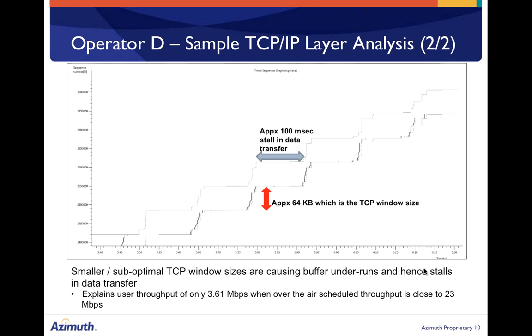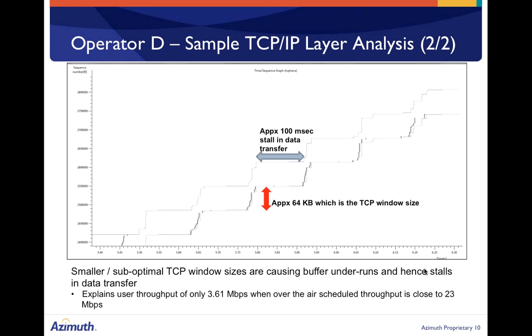And when you look at the details over here, we saw that the length of data bytes coming in together was about 64 kilobytes. Then there were about 100 millisecond stalls in data transfer, followed by another 64 kilobytes of data coming into the UE. When you go back and look at the TCP trace, it became obvious that the TCP window size being used by the Samsung flagship device was set to 64 KB, whereas the other operators had much higher TCP window sizes.